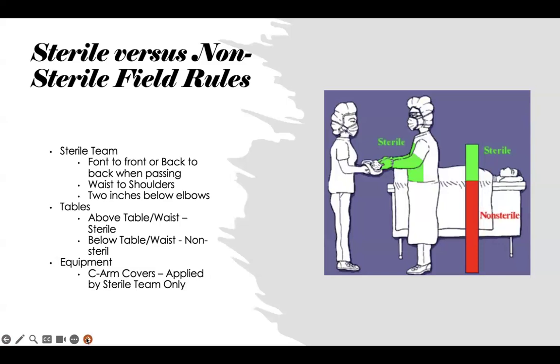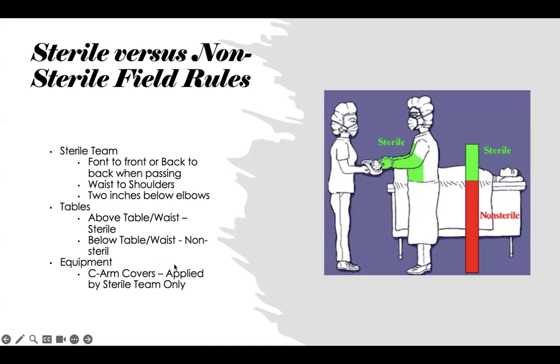They're going to be sterile from waist to shoulders, and then 2 inches above the elbow. So usually when they go wash their hands, you see them washing all the way up their arms to their elbows, because that's part of them being sterile. It's considered sterile 2 inches below the elbows, all the way down to the fingertips. Your table from waist up is going to be considered sterile. From table height up is sterile, table height down is non-sterile.